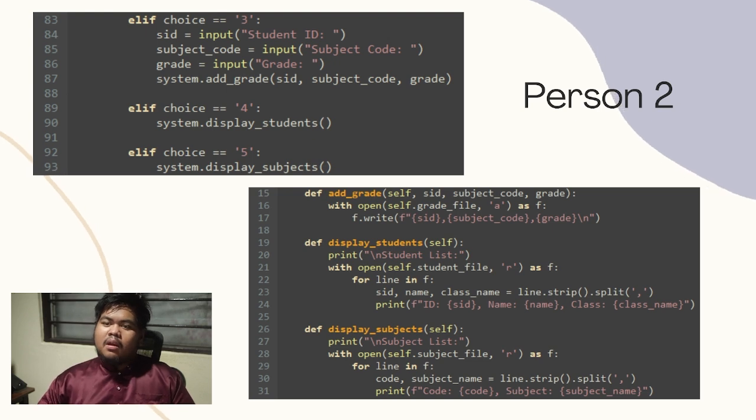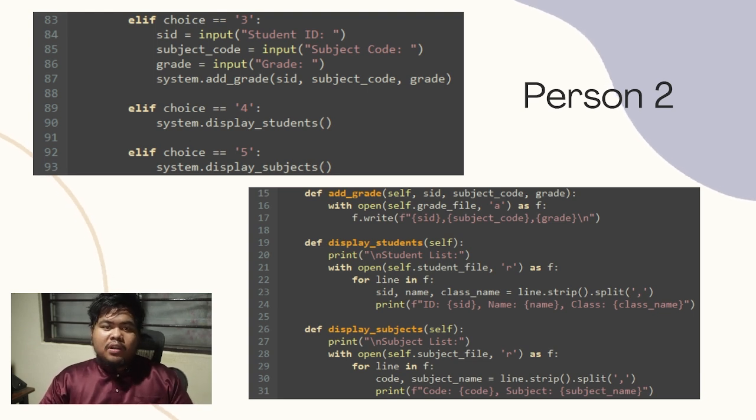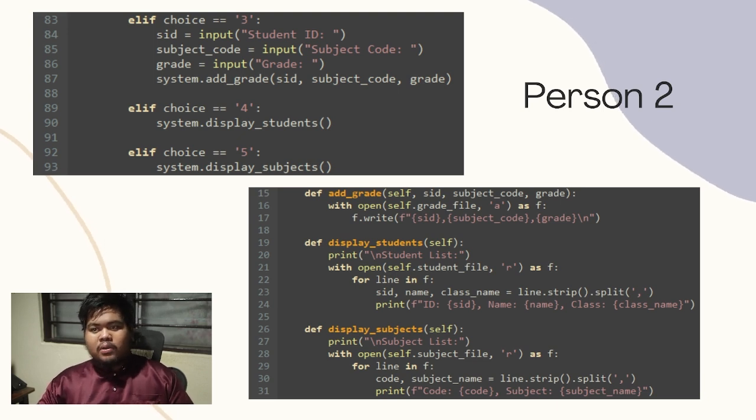Alright, let's see here. In line 83, if choice is equal to 3, the user inputs 3 in the user input section, and then it will execute this line of code, which is SID equals input, student ID. So it will tell the user to input a student ID. Then we also have subject_code equals input, subject code. Then we have grade equals input, grade.